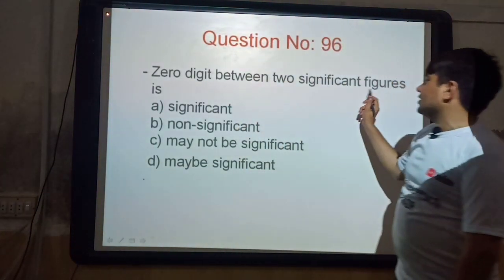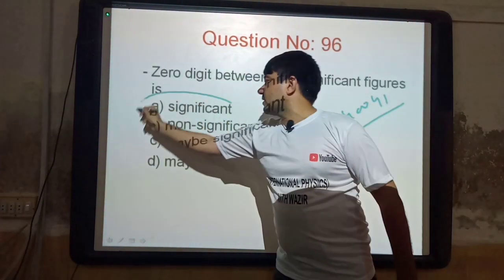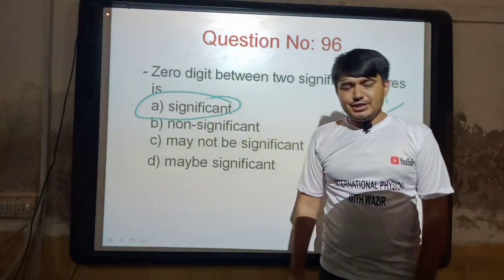Zero digits between two non-zero digits are always considered as significant digits.